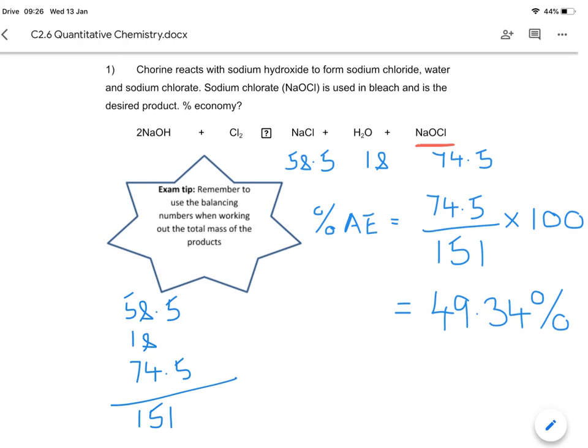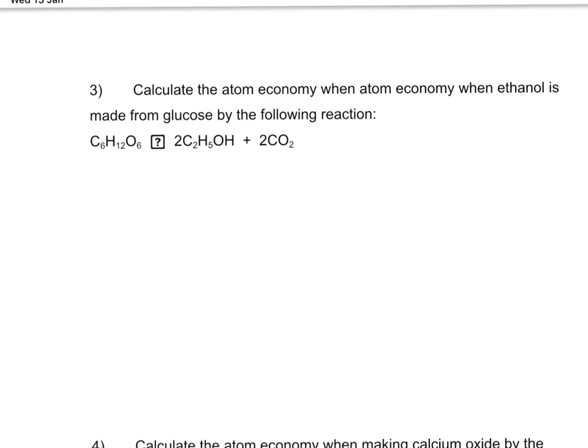Now, there were no balancing numbers in front of these products, so therefore I want to skip ahead to question 3 on page 103, because there are some balancing numbers to be taken into account.